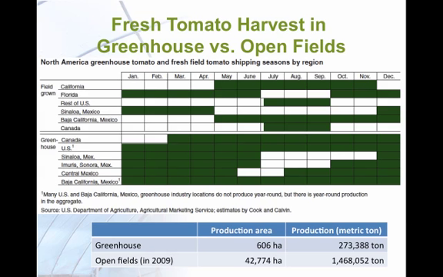In contrast, just like the lettuce example, U.S. greenhouses are technically able to produce tomatoes year-round. The same thing is happening in Mexico, such as Baja or Sonora.